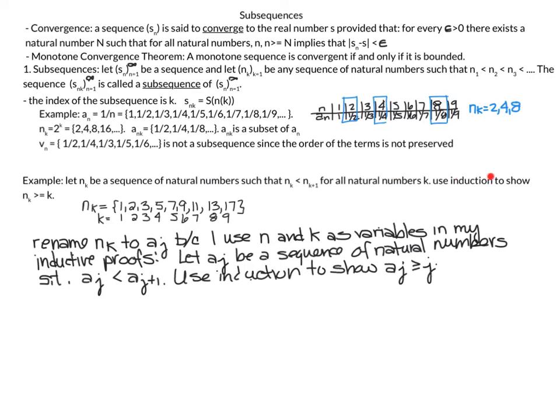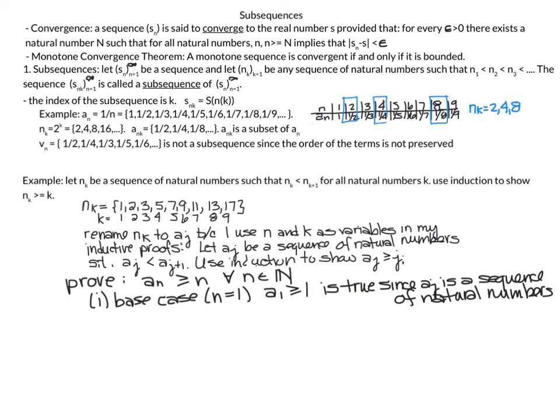So I rewrote this statement using a and j. So that what I have is let aj be a sequence of natural numbers such that aj is less than aj plus 1. It's increasing. And I'm going to use induction to show that aj is greater than or equal to j. So I want to prove an is greater than or equal to n for all n in the natural numbers.